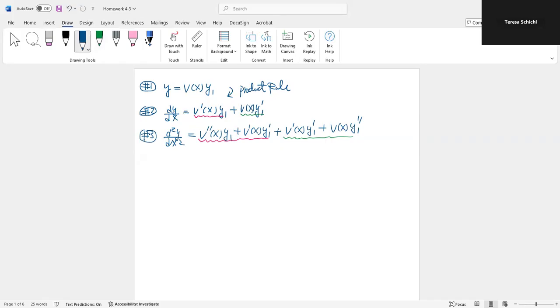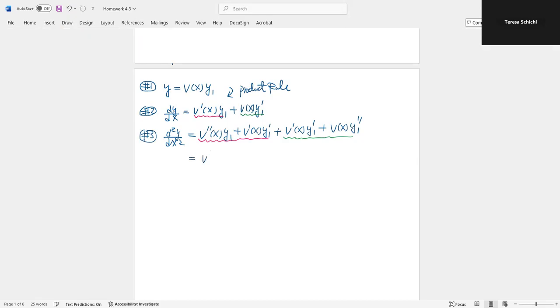Now let's combine a little bit here. I can just combine these: v double prime of x times y1, plus 2 v prime of x times y1 prime, plus v of x times y1 double prime. Now let's go to step number 4.